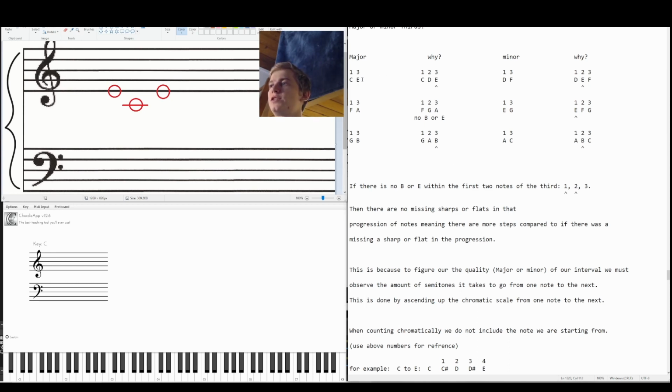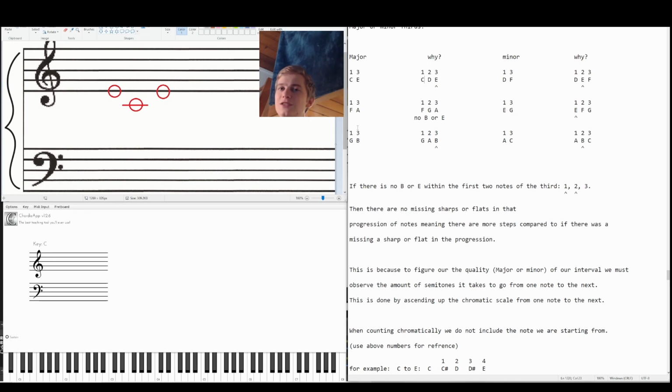So if we look at this first example, we have a major, and that's C to E. And why is it a major? That's because the notes C and D both have sharps. So if we're thinking about that, we'd go C sharp, D, D sharp, then E when we're counting chromatically. So we'd have those four, and that makes a major.